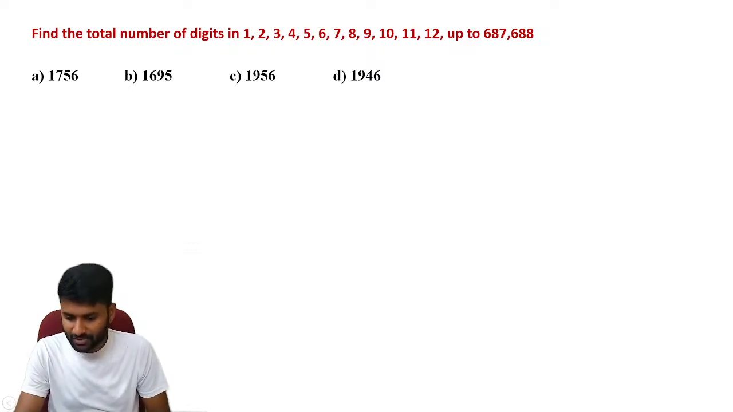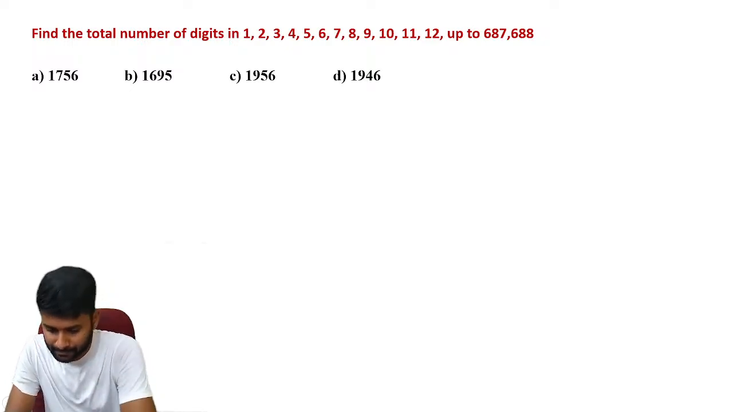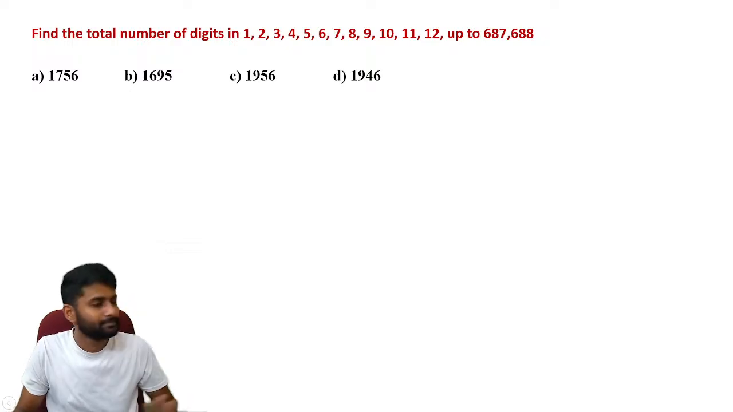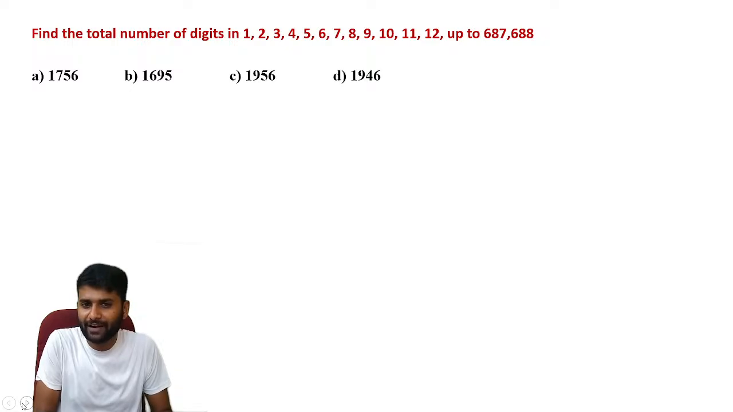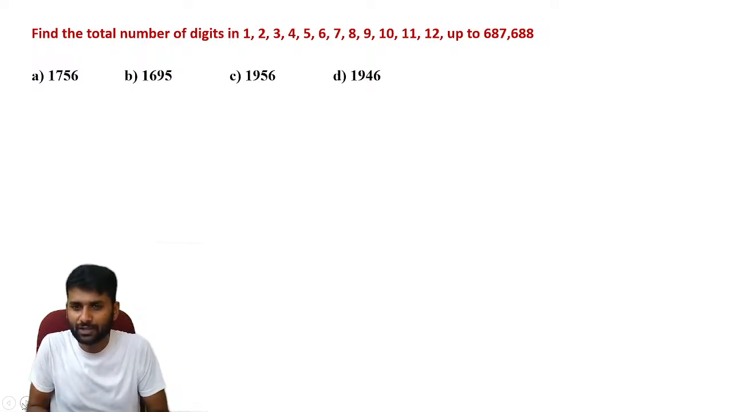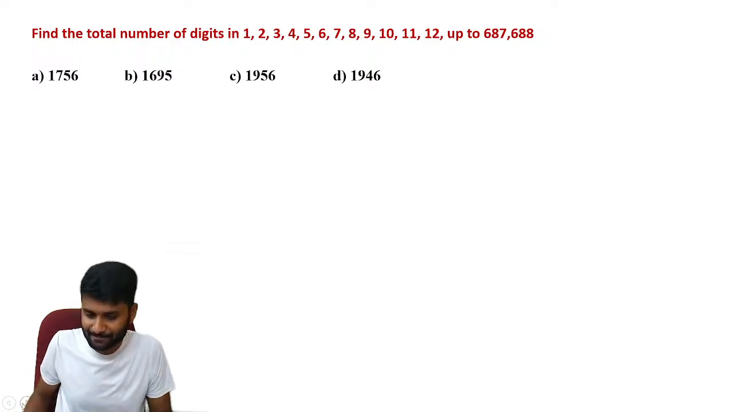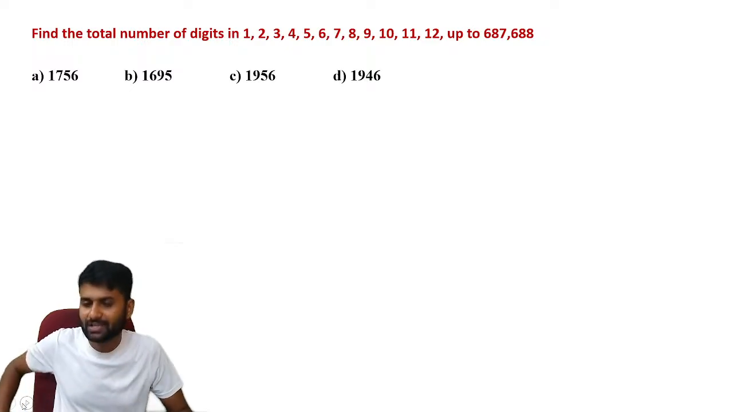So go through the digits concept here. Try to solve this question. Find the total number of digits in 1, 2, 3 up to 688. We need the number of digits. Go through the calculation and post your answers in the comment section.